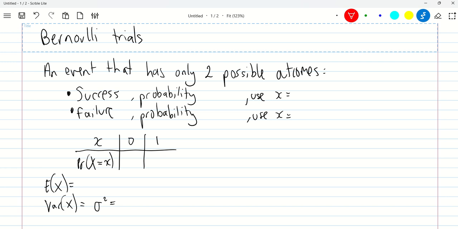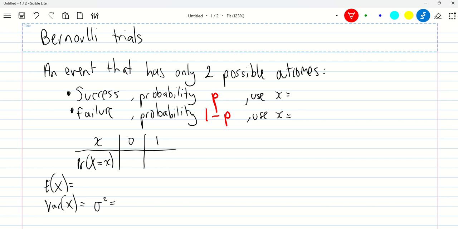With Bernoulli trials, the probability of success is p. So we call that little p. That's the probability that the success happens, so therefore the probability of failure is 1 minus p. Because there's only two possible outcomes, and so they need to add up to 1. So failure must be 1 minus p.